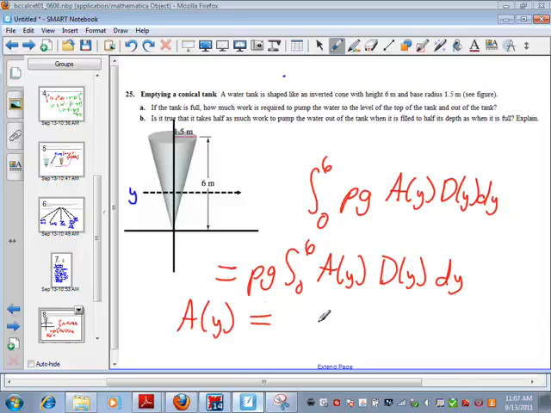When we take a slice and then face it to us, it looks like a circle for sure. So it's pi times some radius squared. Now what is it? How does that depend on y? We're doing it in terms of the letter y.